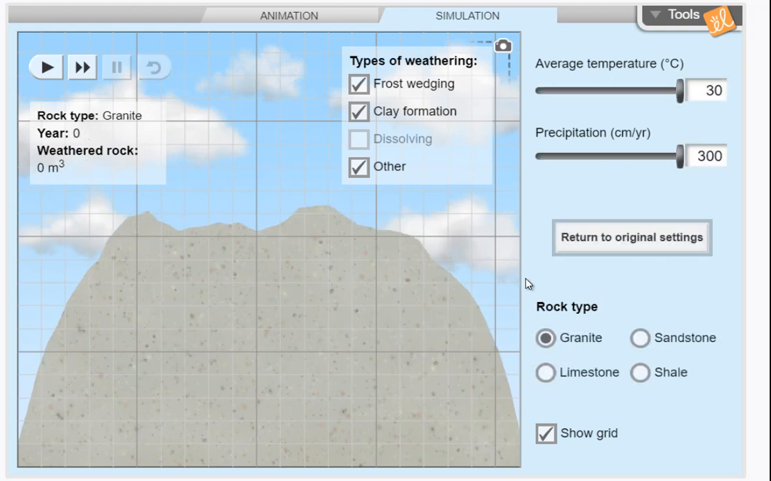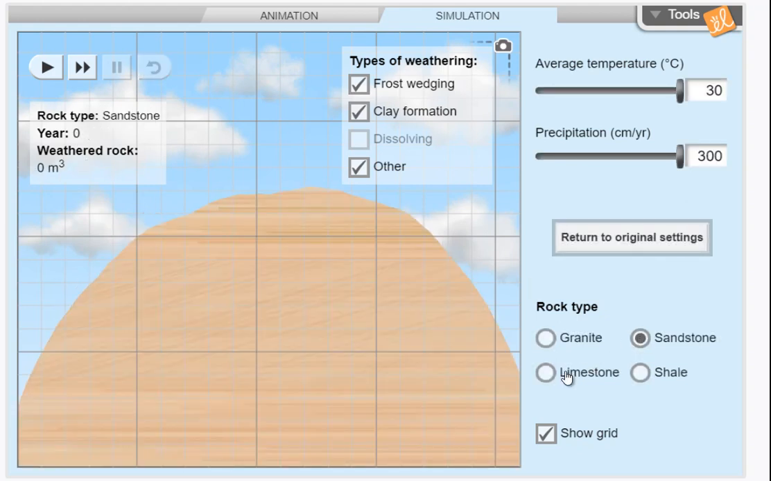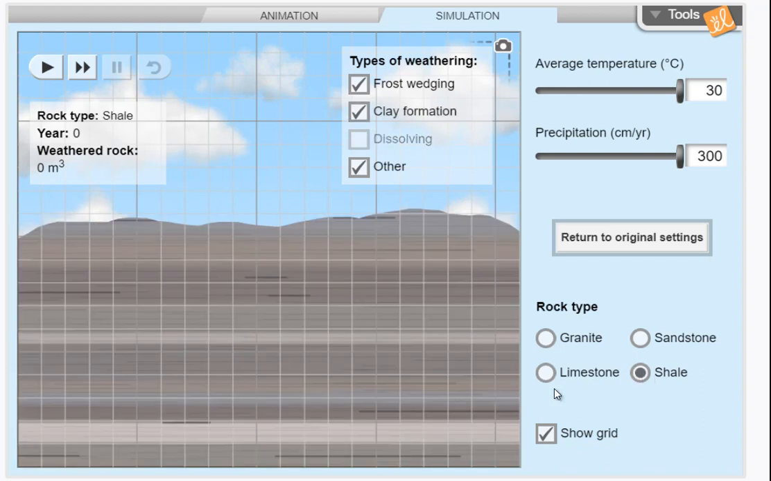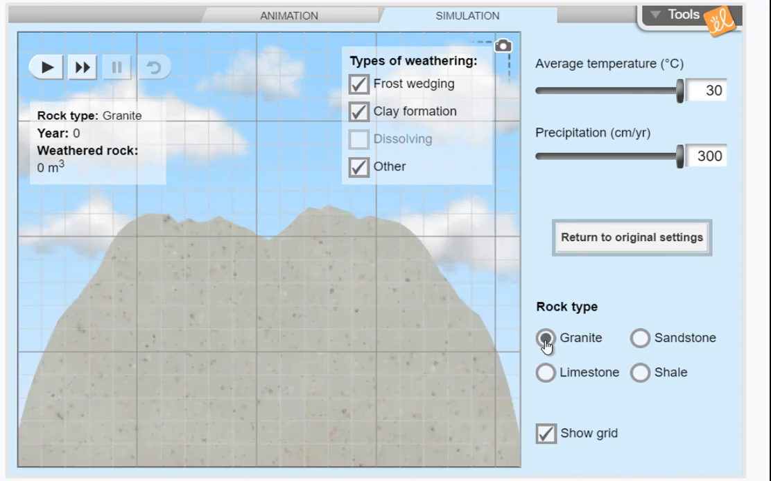Hit reset and do the same thing with sandstone. Do the same thing with limestone. Do the same thing with shale. Each one for 30,000 years, and see the volume of rock that was weathered in 30,000 years. One of these weathers much faster than the others. Take note of that. You'll be asked that on the quiz, and that's what the simulation is all for, to see which one of these types of stone weathers away the most.